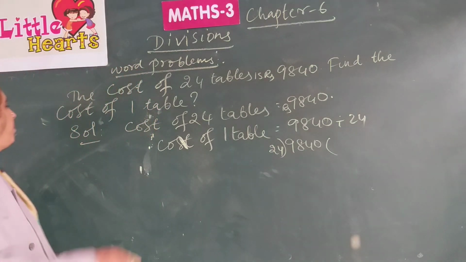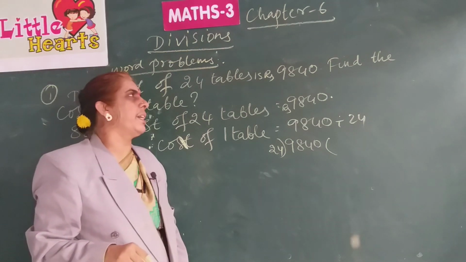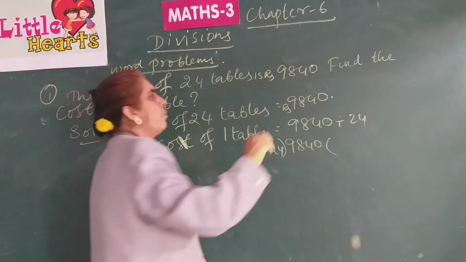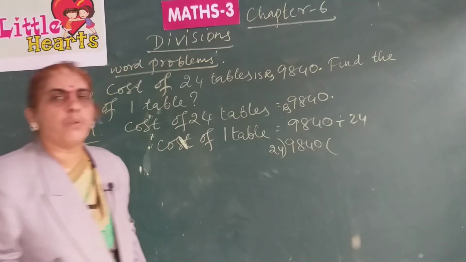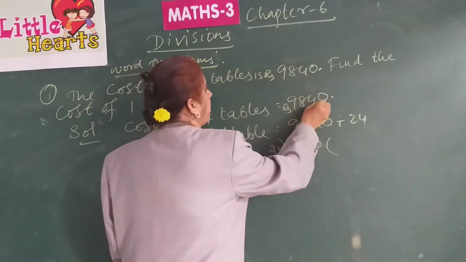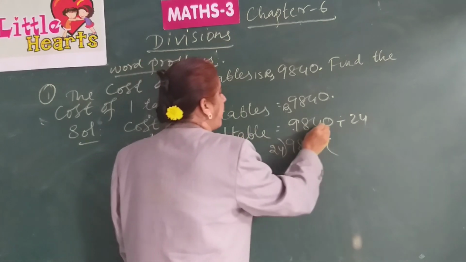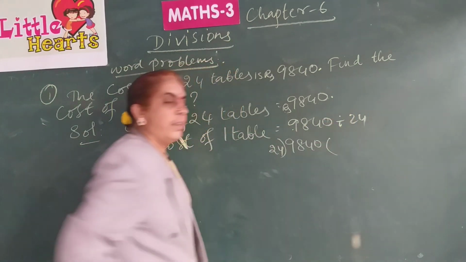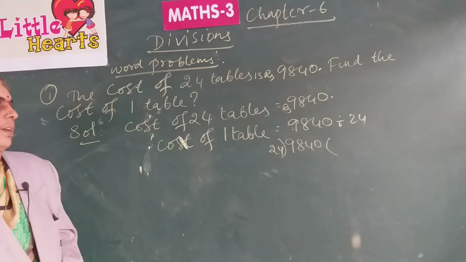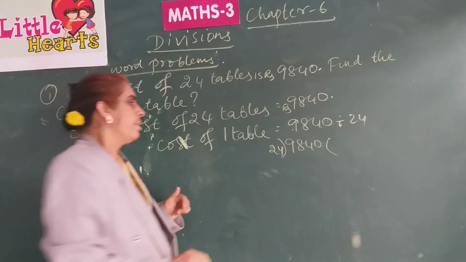Here see the word problem now. Cost of 24 tables is rupees 9,840. Find the cost of one table, or what is the cost of each table. Cost of 24 tables is 9,840. Cost of one table, 9,840 divided by 24. That is many to 1.